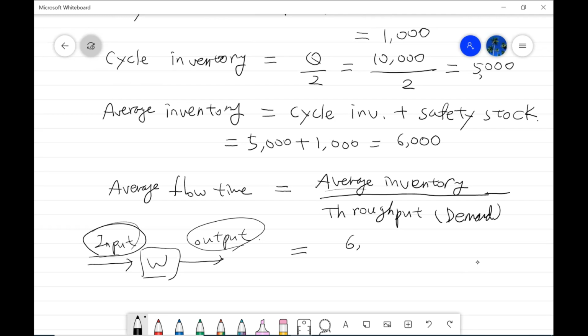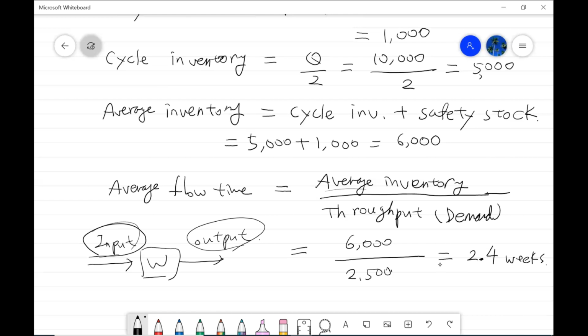So we already have 6,000, the average inventory, and the average demand. So in the end, it's just 2.4 weeks. Why? Because this is on a weekly basis. So I can say that under this continuous review system, we are supposed to hold a safety stock of 1,000 units, and cycle inventory on average is 5,000. So the total average inventory level is 6,000. And each inventory stays at a warehouse on average 2.4 weeks.